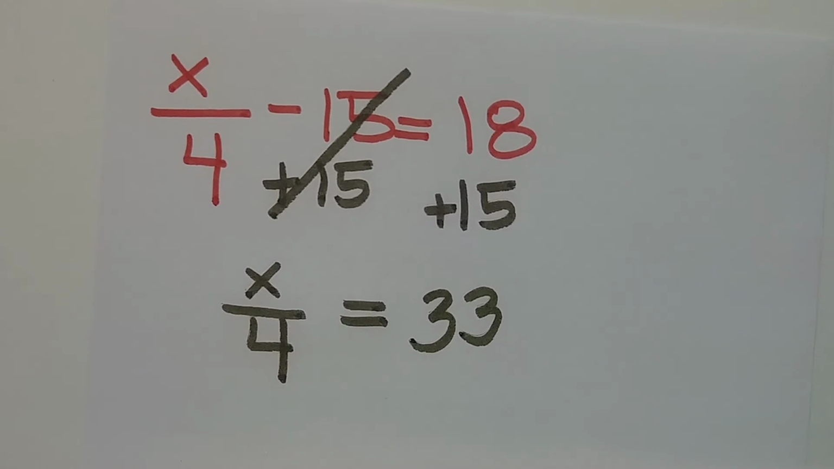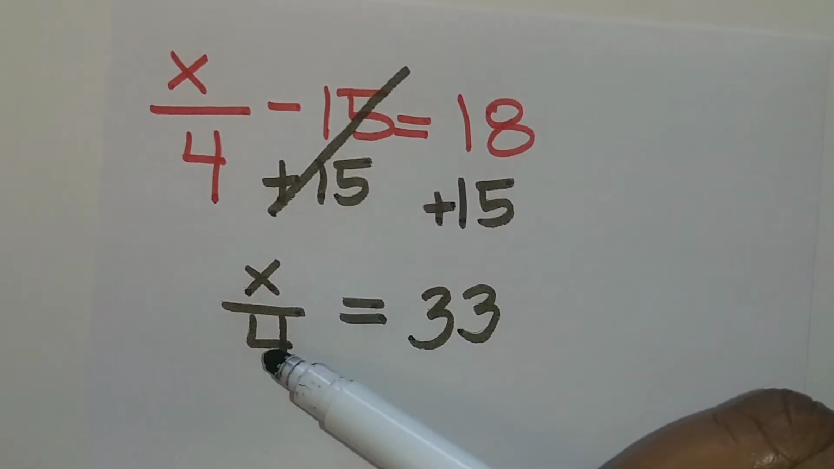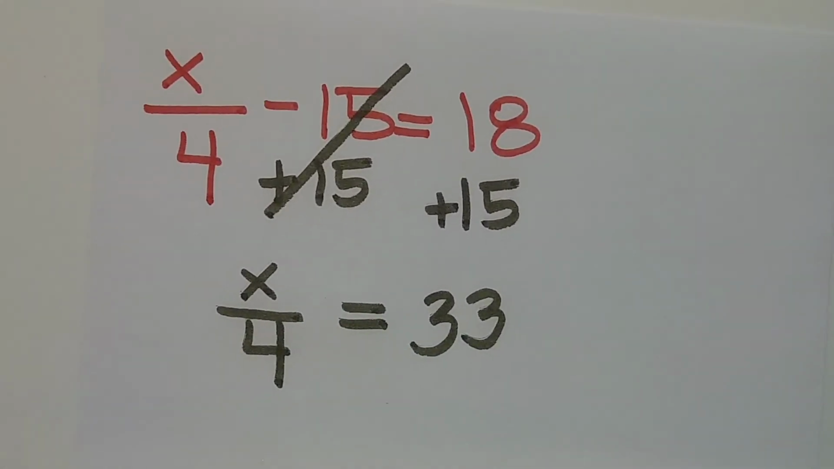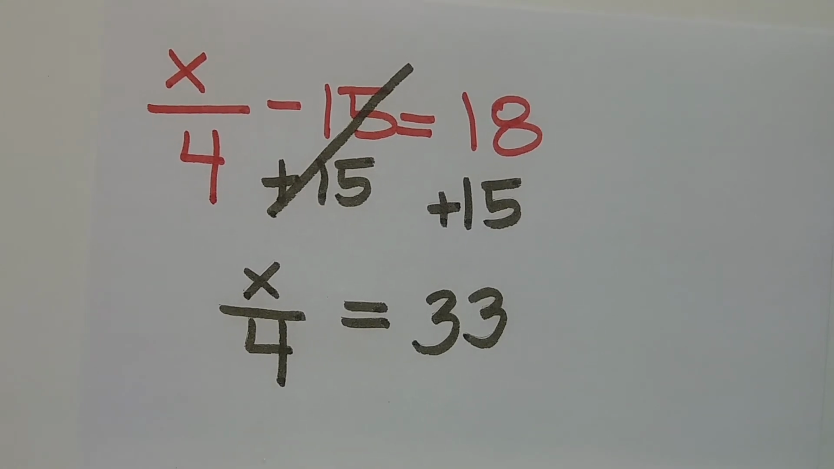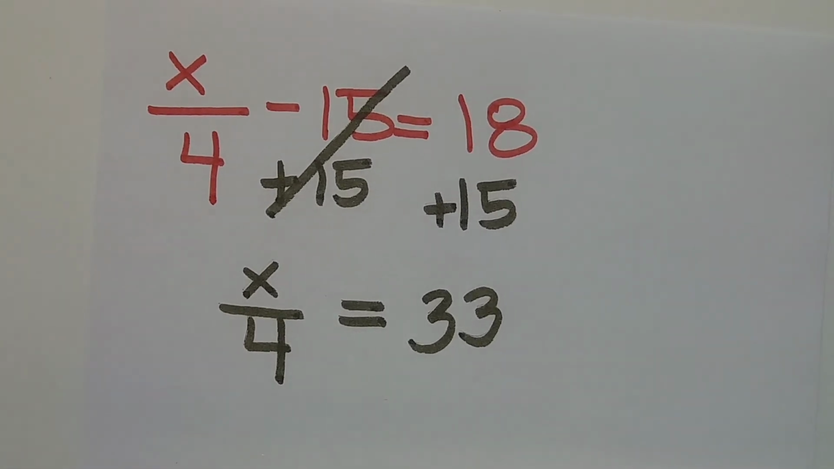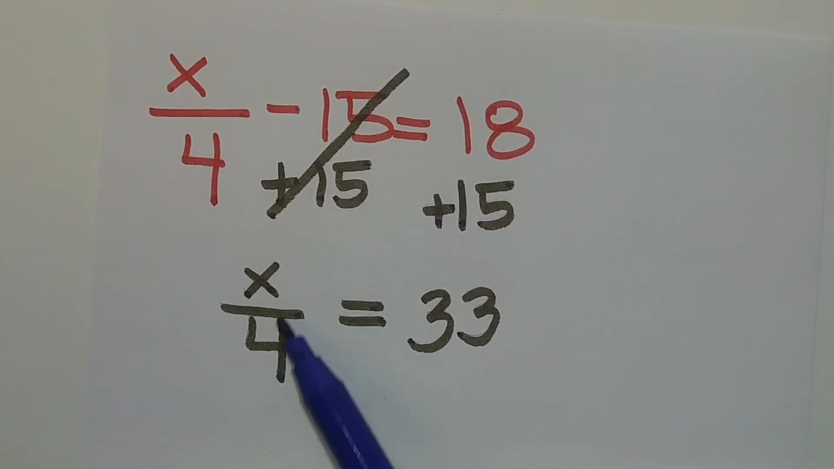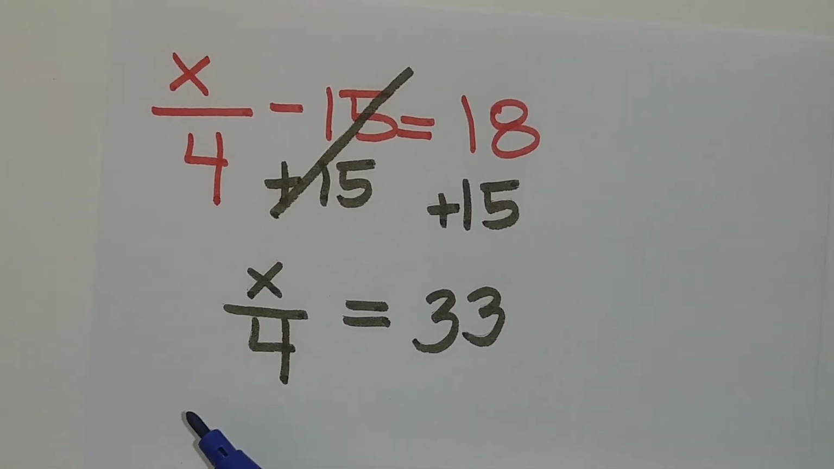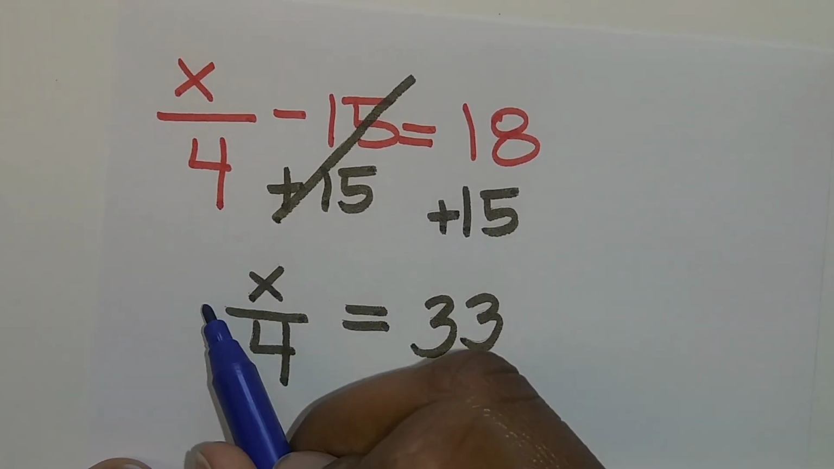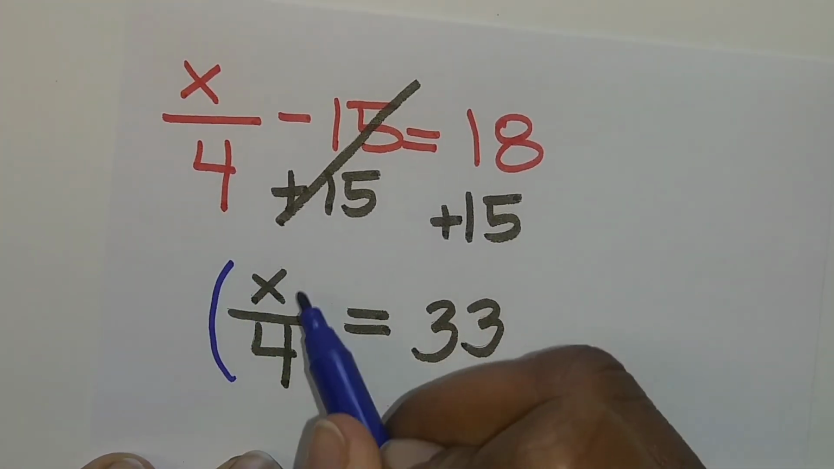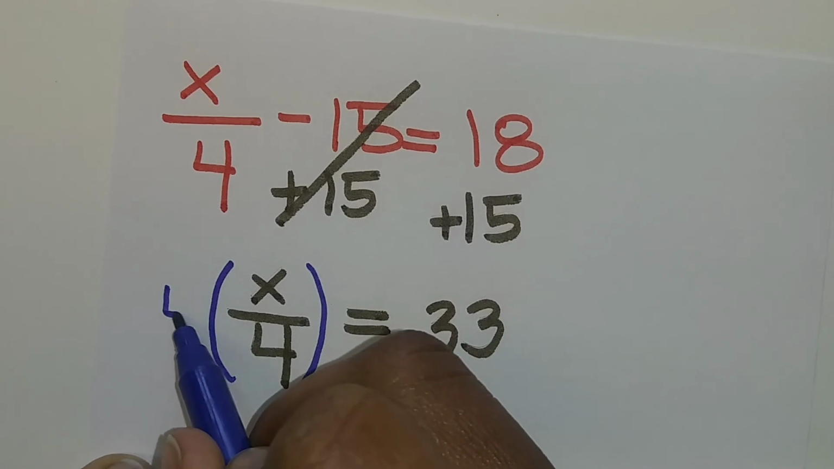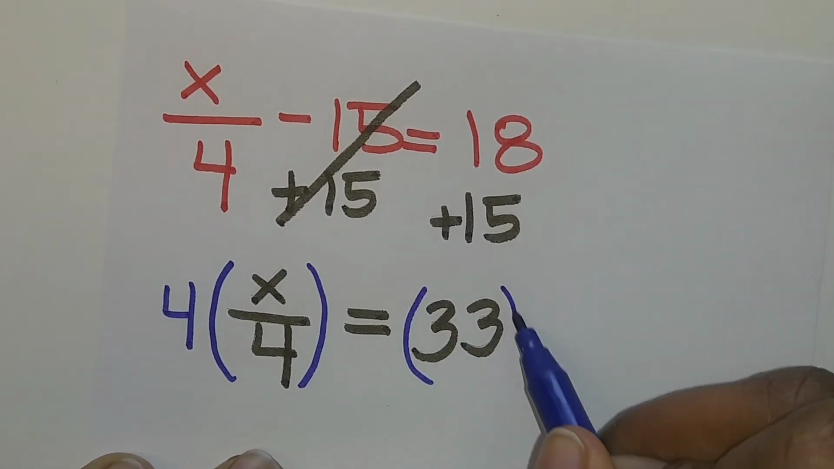It'll be 33. This means to divide. I still need to get rid of the 4. The goal is to isolate this variable x. So to get rid of the 4, since this is division, that's the operation I see. To undo division, I do multiplication. So I'm going to multiply the left side by 4 and the right side by 4.